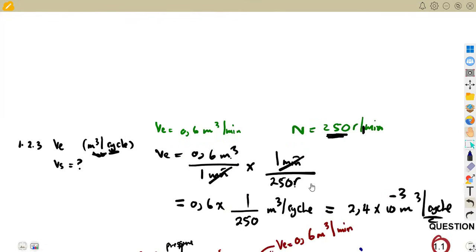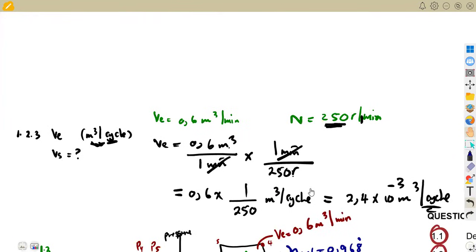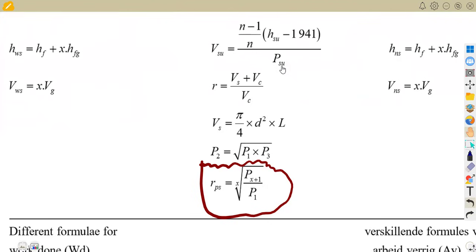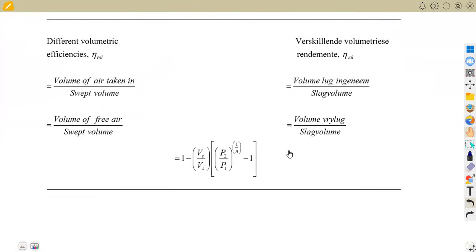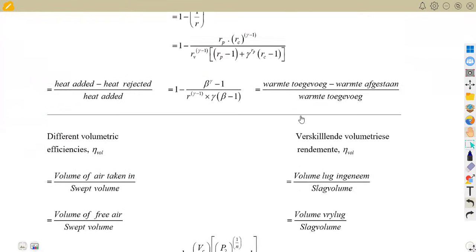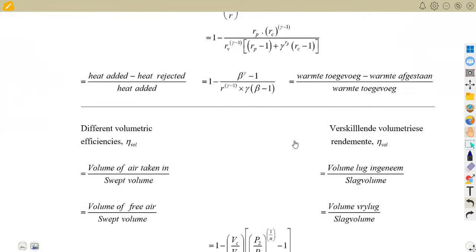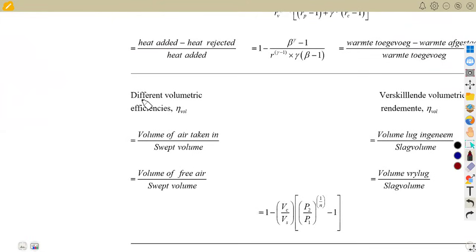All right, so like I said, from our formula sheet, I want us to check properly about these volumetric efficiencies. How are we given our volumetric efficiencies? This is here. I just hope I inserted that. Supposed to be on this page. Sorry for that, guys. What happened with my formula sheet? All right, this one here. Differential volumetric efficiencies, these ones.